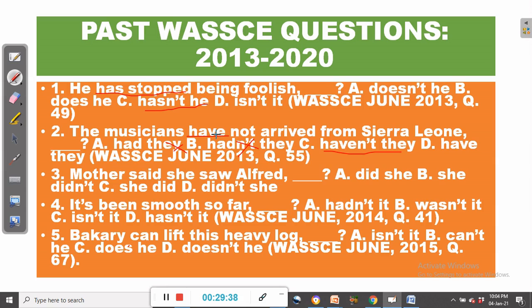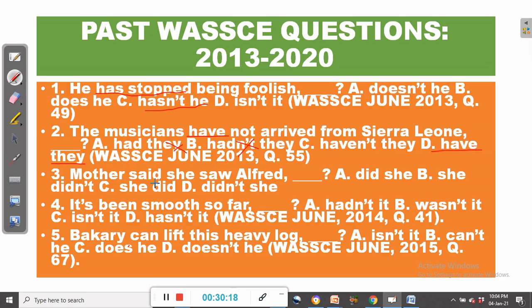All right, since we have negative here, we should have, no, this is really not correct. You see, we can't have two negatives. So the musicians have not arrived from Sierra Leone, have they? So D is the answer, based on the principle of negative positive. Since we have negative here, we should have positive in the tag. Question 3: Mother said she saw Alfred.